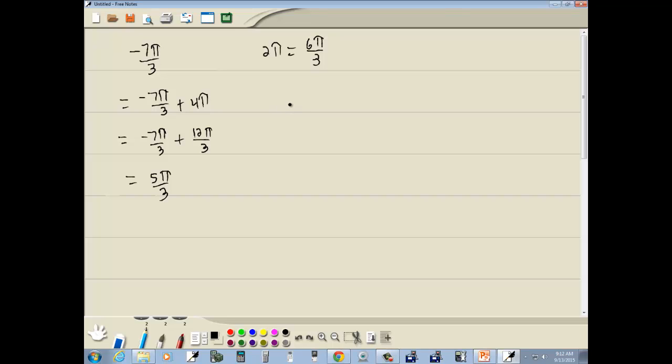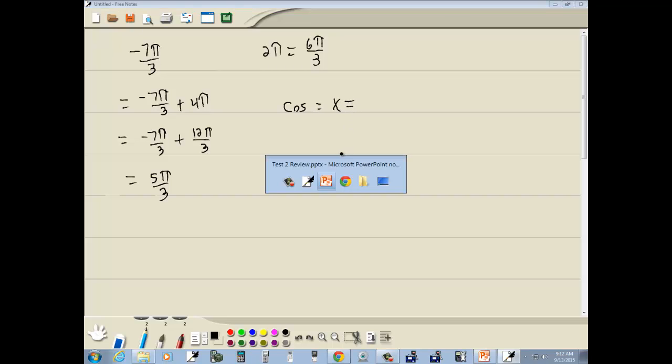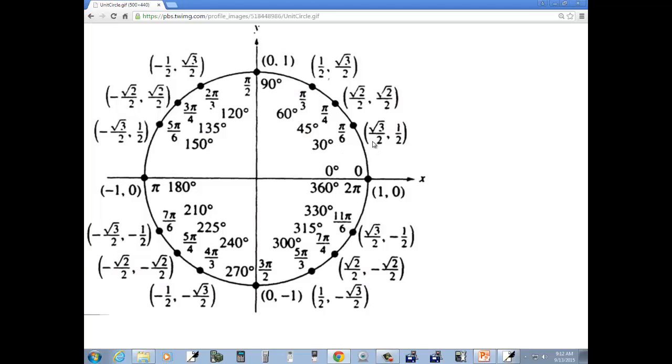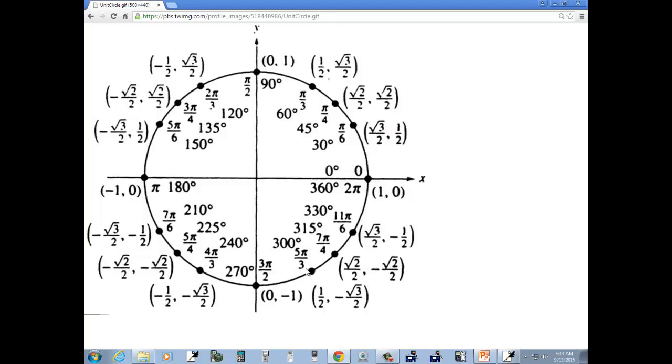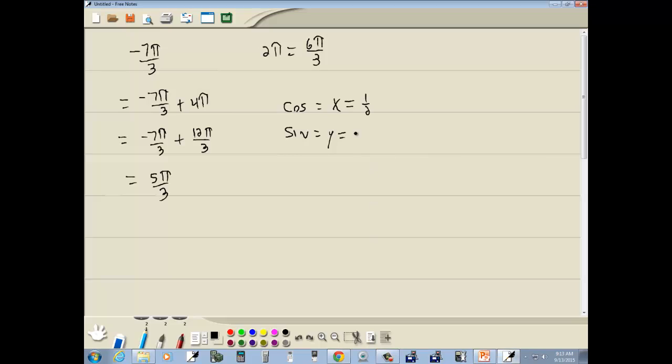And so our cosine, remember, is equal to x. So I'm looking at 5 pi over 3. So I'm scanning around. Here's 5 pi over 3. The x is equal to 1/2. Now sine is our y. For 5 pi over 3, sine, our y, is negative square root of 3 over 2.